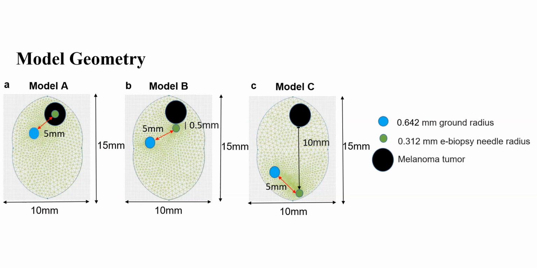To study the distribution of the electric field in the brain tissue at different positions of the needle, we perform numerical simulations of the electric field in 3 scenarios. The black circle is the melanoma tumor, the blue is the ground radius, and the green is the E-biopsy needle radius. In model A, the E-biopsy sampling electrode is in the middle of the visible tumor in the center. In model B, the electrode is near the visible tumor margins. And in model C, the electrode is far away from the tumor in the healthy brain tissue.